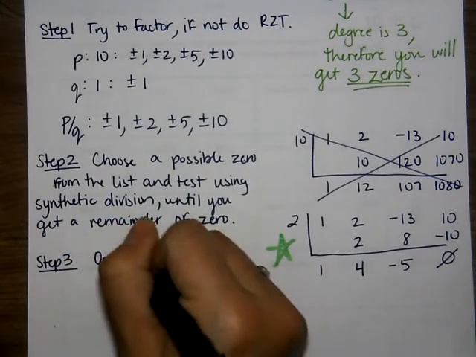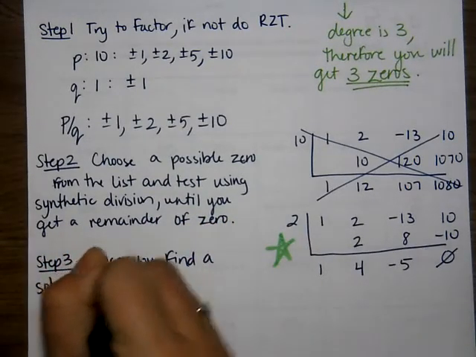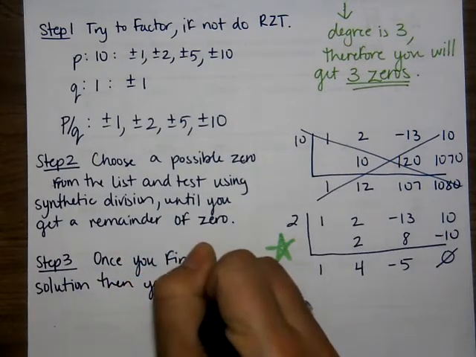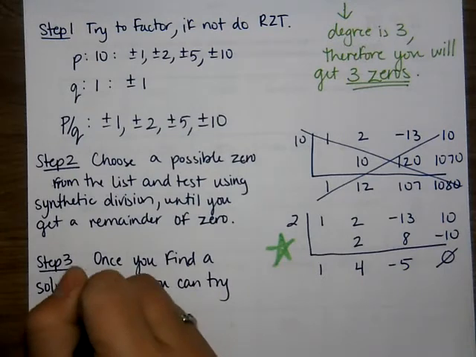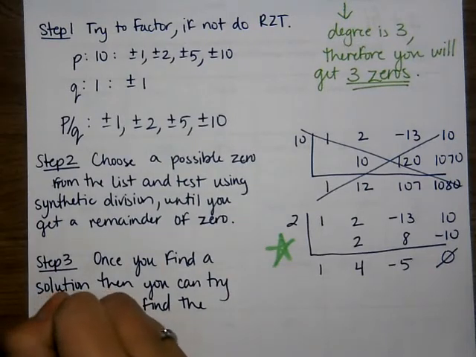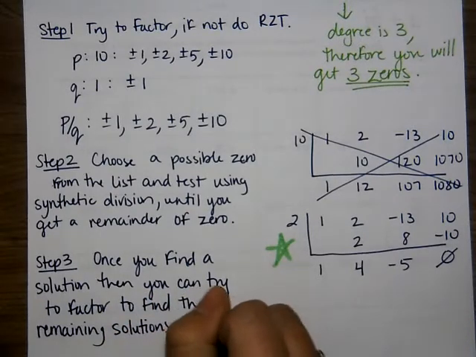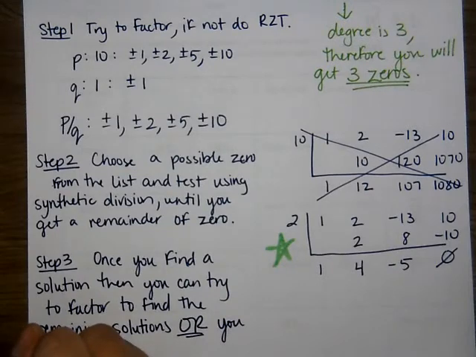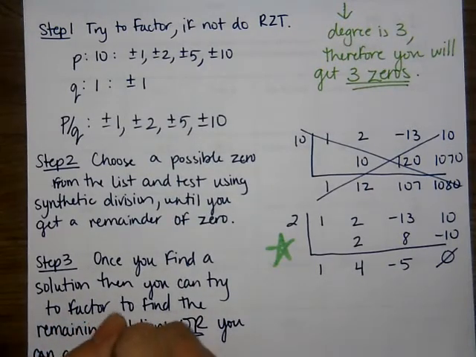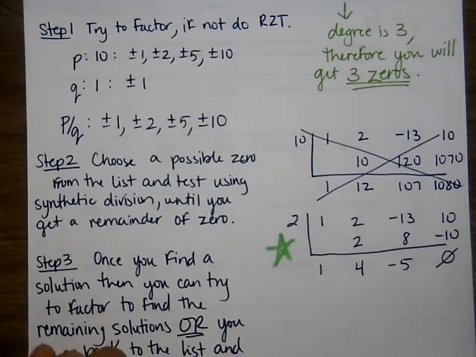Once you find a solution, then you can try to factor to find the remaining solutions. Or you can go back to the list and pick another possible 0 to try.